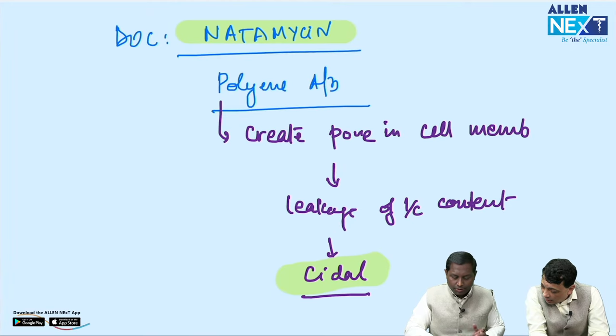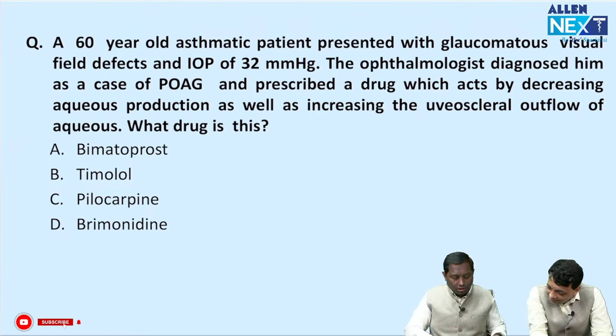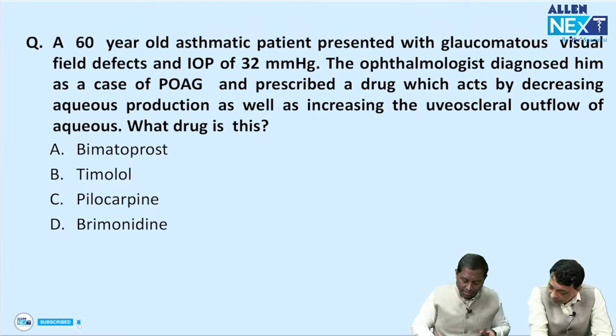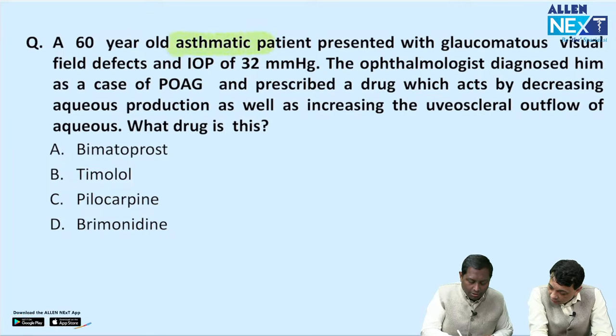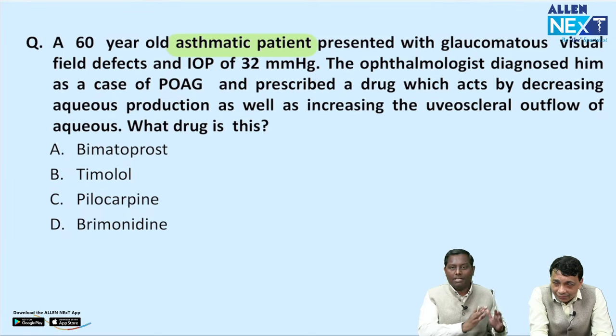All right. Thank you very much, sir, for that enlightenment. And given that, I think we can go ahead with the next question, which is talking about an asthmatic patient. Now, whenever in ophthalmology they ask about an asthmatic patient, the student's thought usually goes towards, okay, beta blocker or something like that.